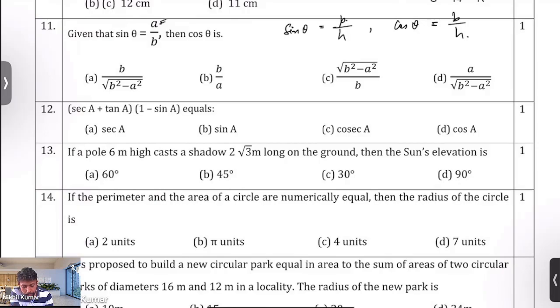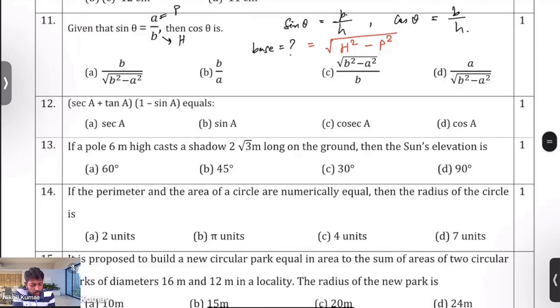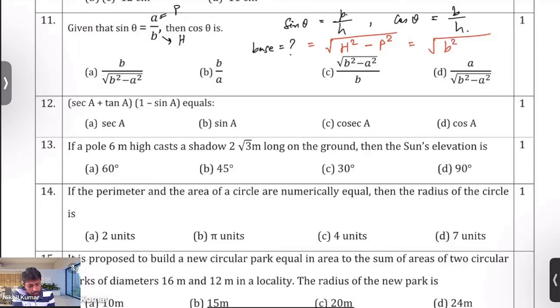If this is your perpendicular and this is your hypotenuse, can you find out the base? What is the base? Base is hypotenuse square minus perpendicular square under root. This would be b square minus a square. So this is your base. Okay, so cos theta is equal to base upon hypotenuse.